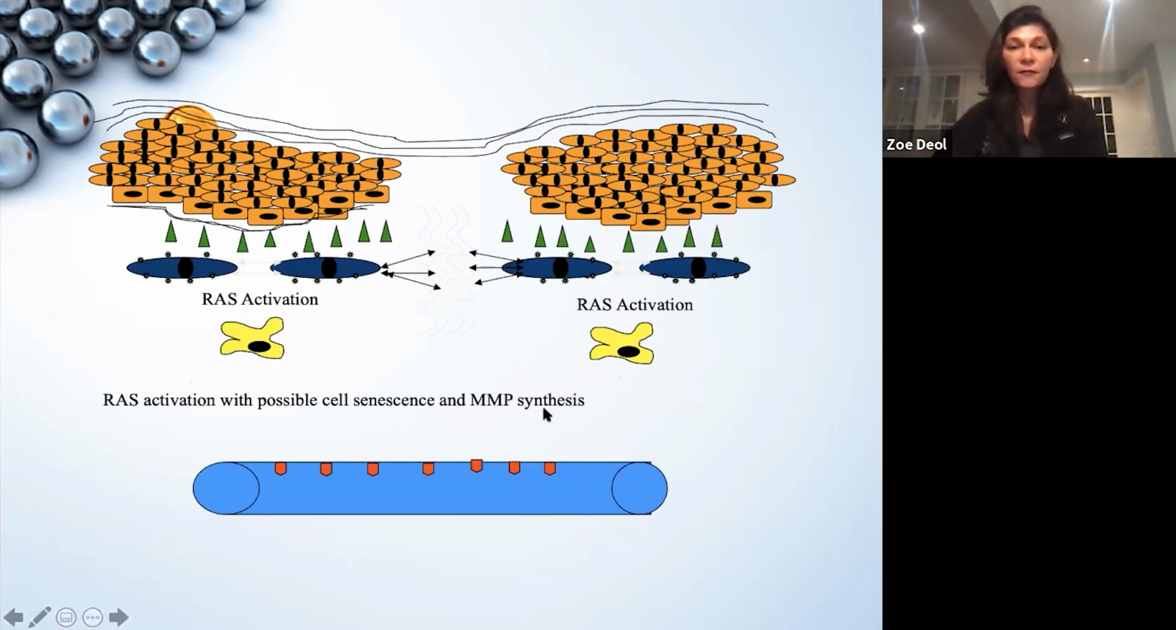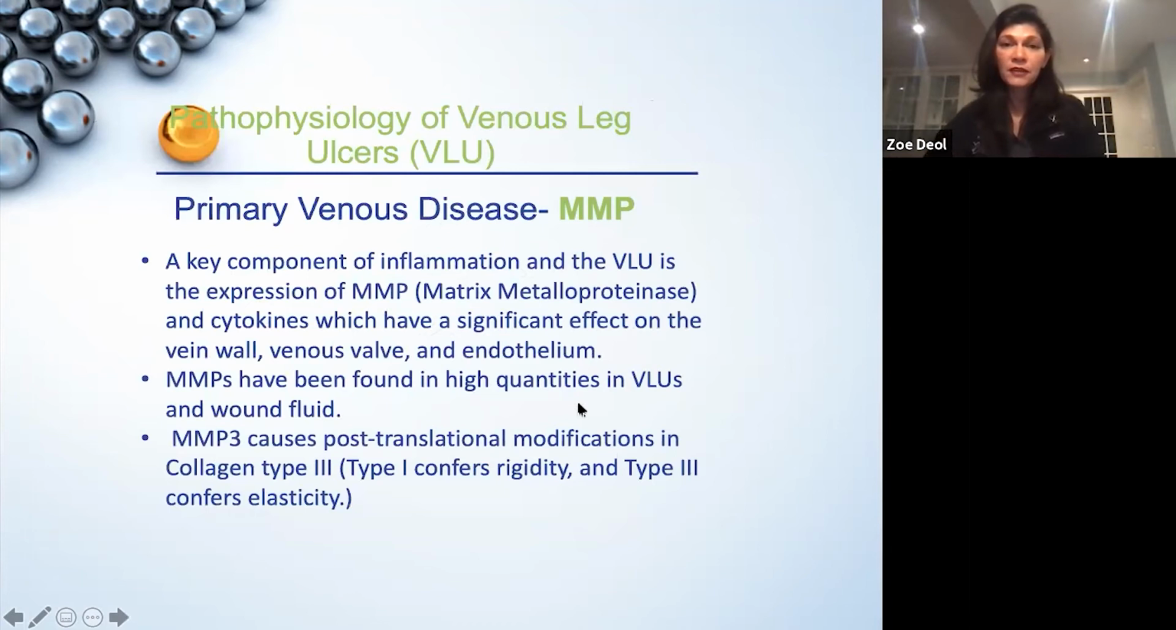And it causes MMP synthesis. Now, what is MMP? This is very important. Matrix metalloproteinase. So MMP causes a post-translational modification in your collagens. Now, remember the adventitia of the vein is the collagenous portion. So collagen type 1, 2, and 3. Collagen type 1 refers rigidity, so stiffness. Collagen type 3, elasticity. So the different MMPs will either upregulate or downregulate whether you're getting a rigid vein or more elasticity in your vein, and also in the wound edges.